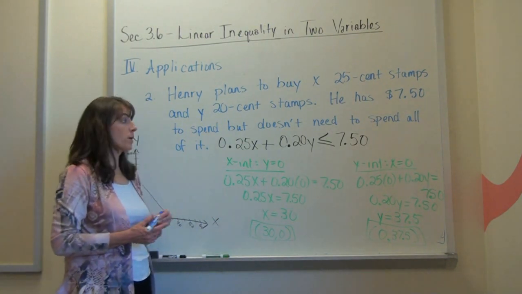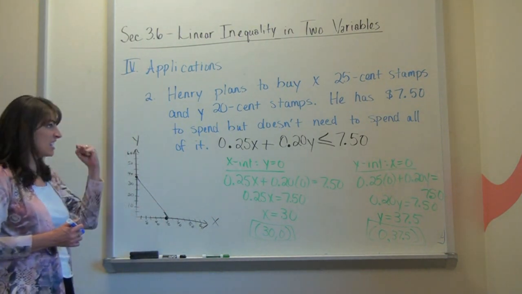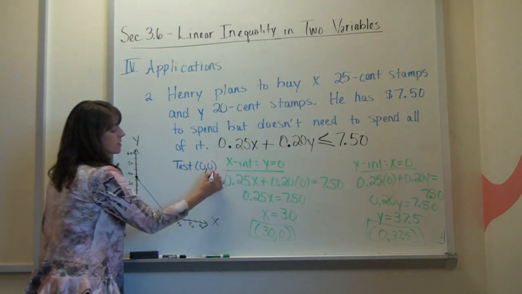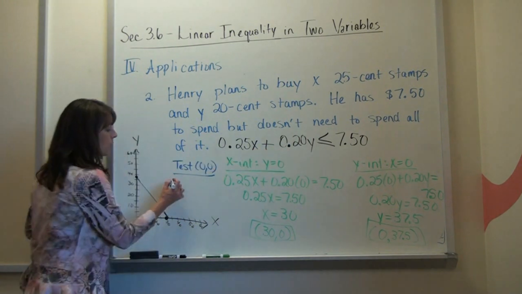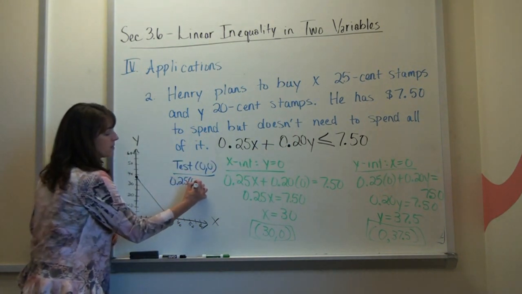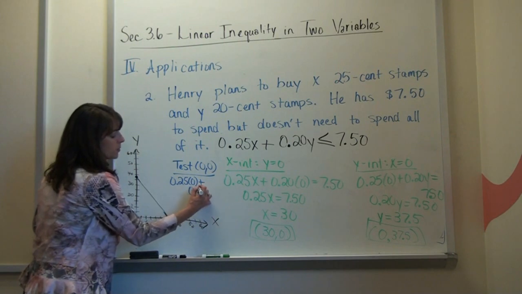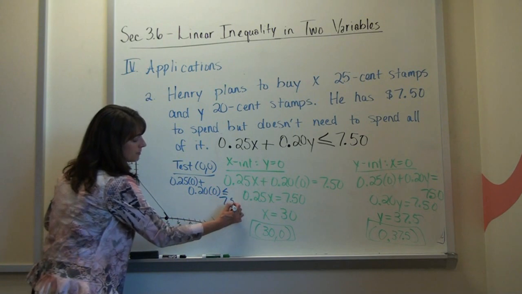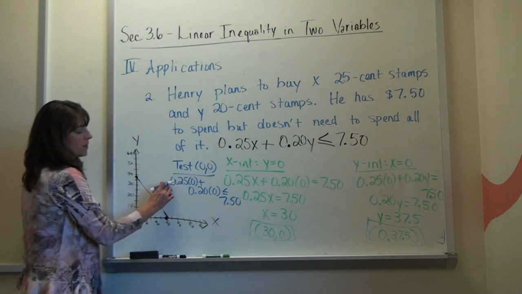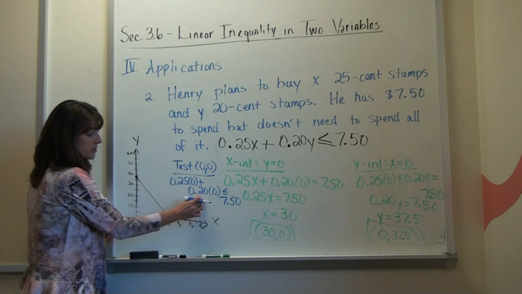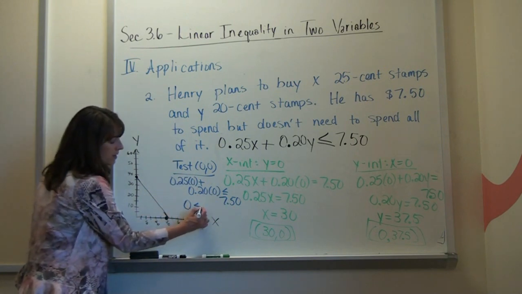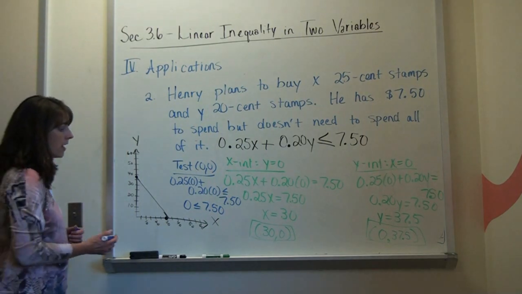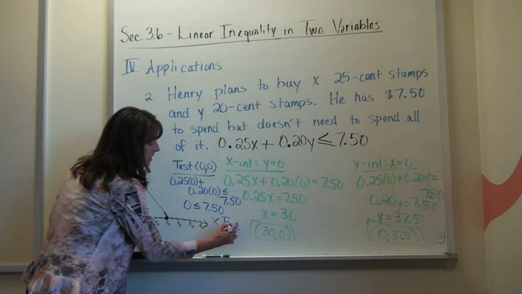So I'm going to do what I did before, and I'm going to test a point. Can I pick my favorite point? Yes, I love it when I can pick 0, 0. So I'm going to test that 0, 0 to see if it works. I'm going to toss it into the original inequality. So my 0.25 times 0 plus my 0.20 times 0 needs to be less than or equal to my 750. This becomes 0, that becomes 0. When I take a 0 plus another 0, the whole thing is 0, less than or equal to 750. Is that a true statement? Yeah, absolutely. 0 is less than 750.